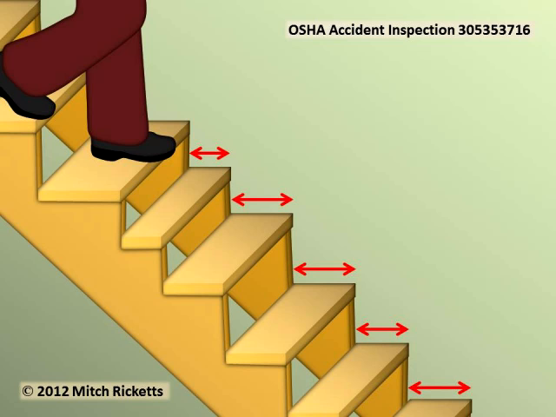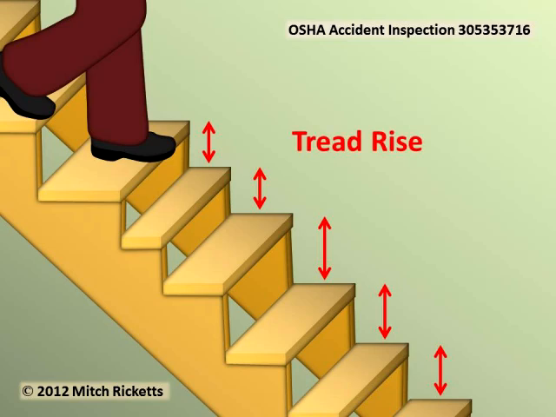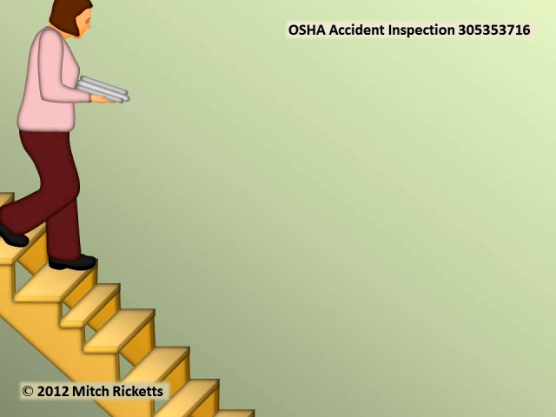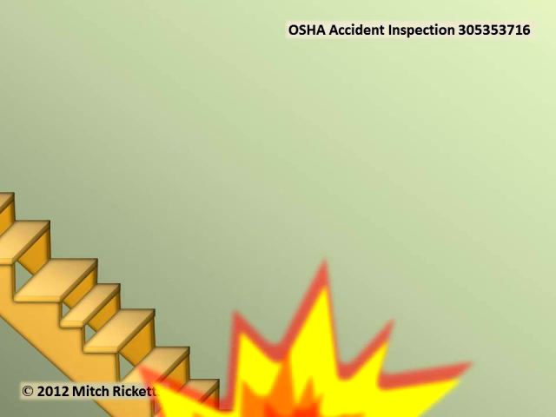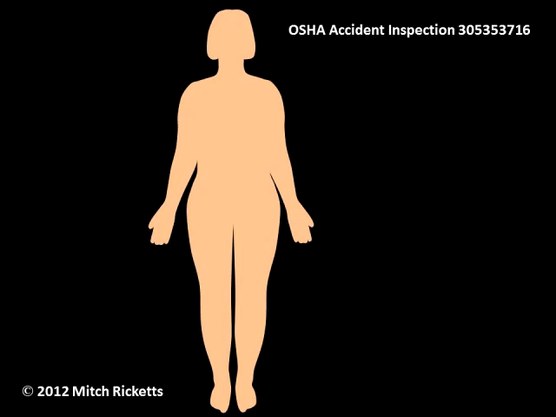This front-to-back distance is called the run. The height of the steps also varied. Stair height is known as the rise. The worker misstepped on the badly designed stairs, and she fell about 7 feet to the floor below. The worker was hospitalized and had to undergo surgery with broken bones in her left wrist, right shoulder, and right leg. She also suffered injuries to her face.